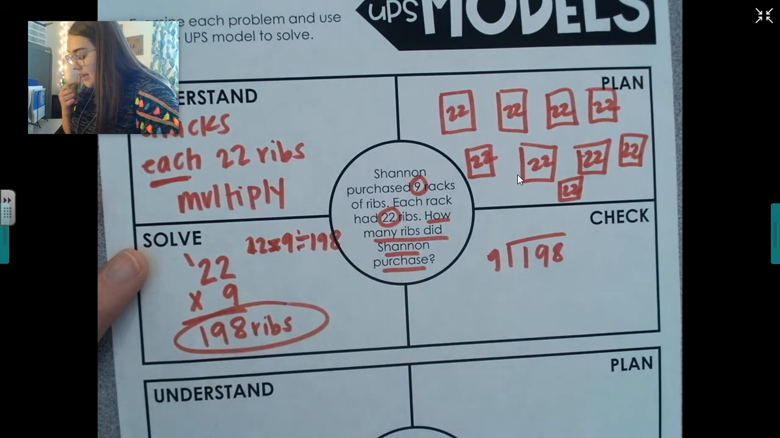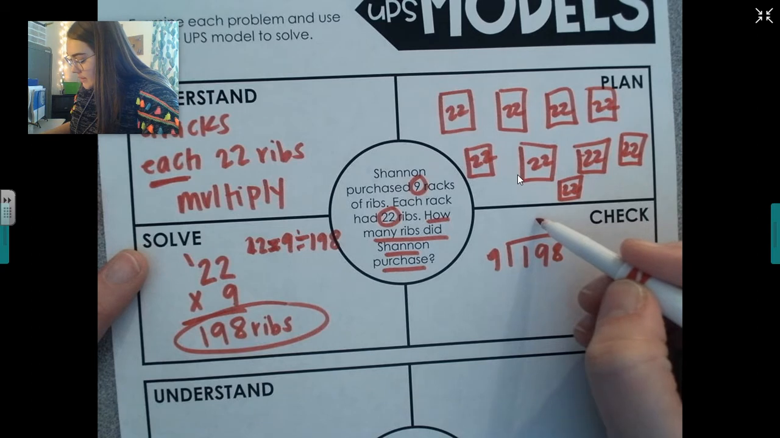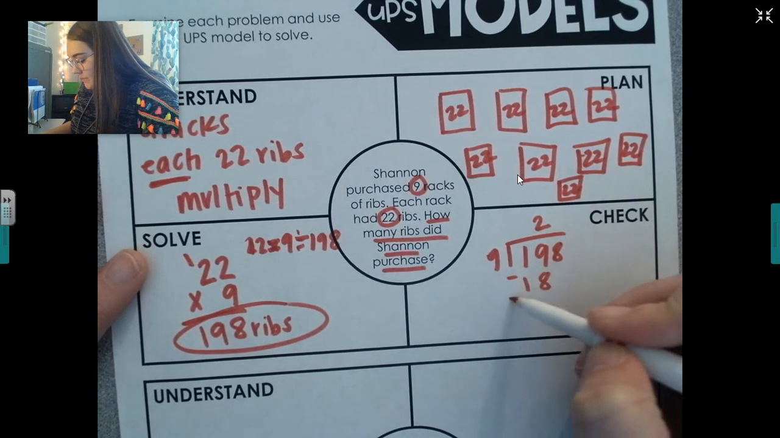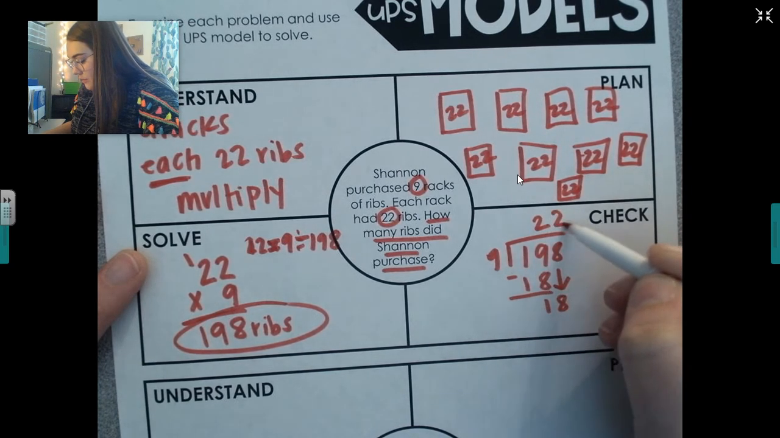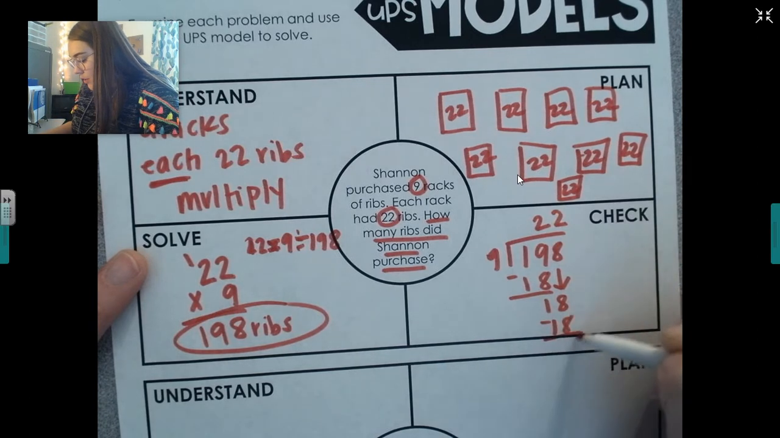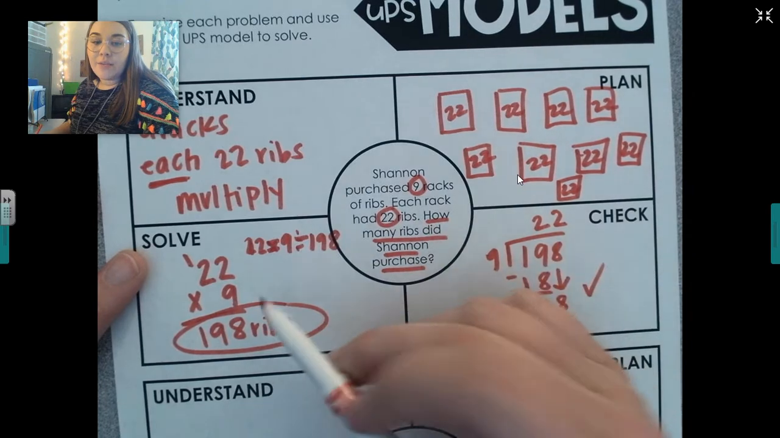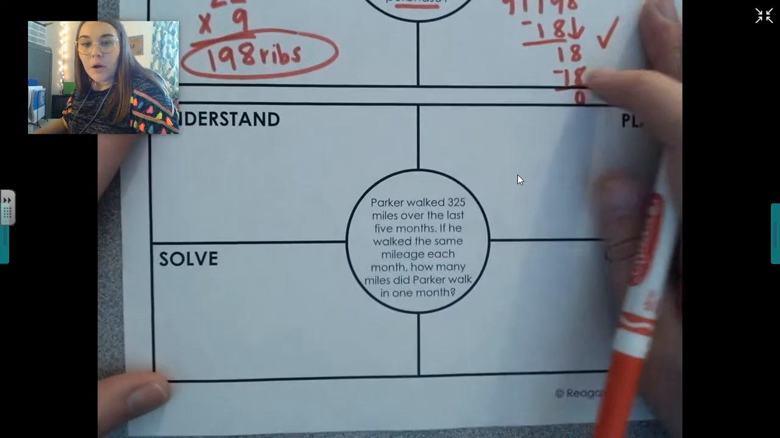So let's see if that is correct. So 9 into 19 would be 2. If I subtract 19 and 18, I get 1. 9 into 18 again is another 2. So was I correct? Yes, my answer was right. We have 198 ribs. Let's go ahead and do the second problem.